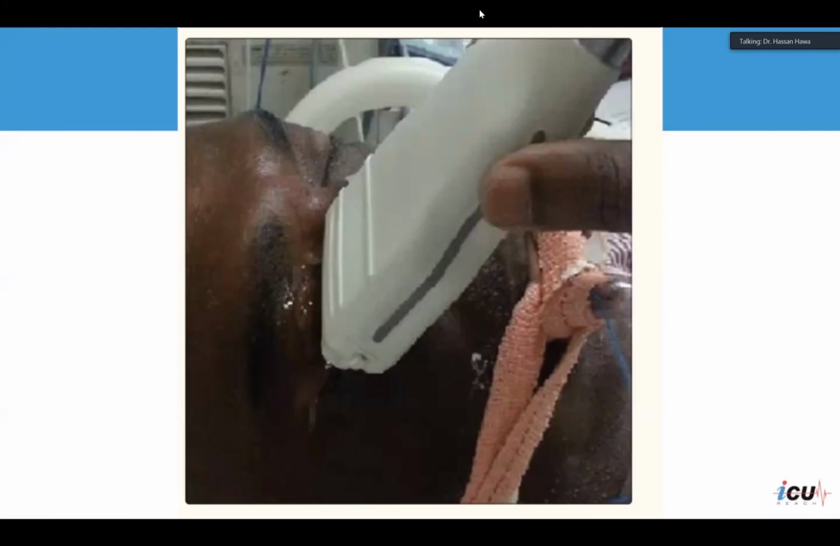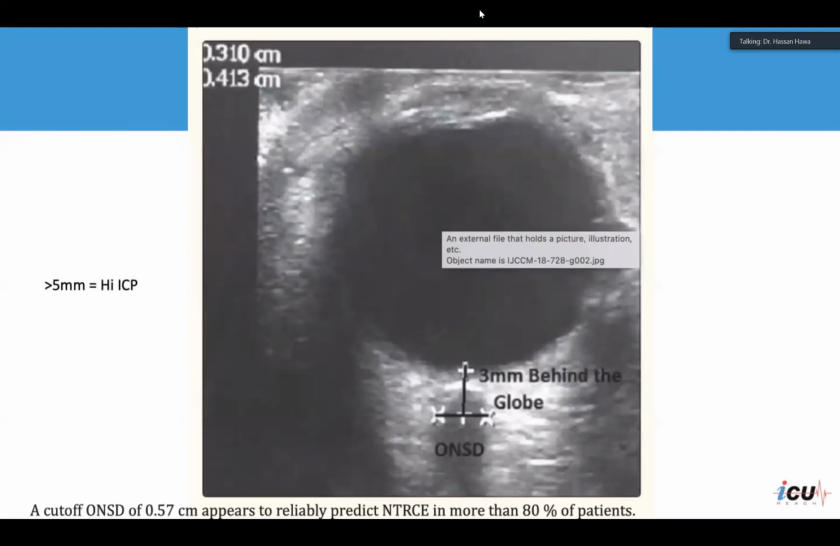I think it was Dr. Ismail who asked me about, is there any way we can measure the intracranial pressure non-invasively? And I did suggest to him the optic nerve sheath diameter measurement. And I just couldn't remember the exact figures that I had to quote him.